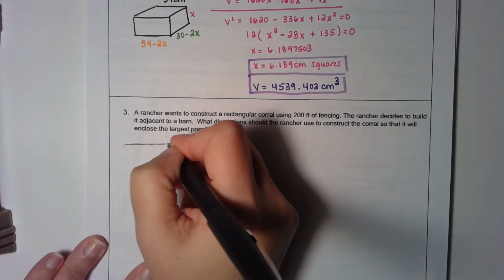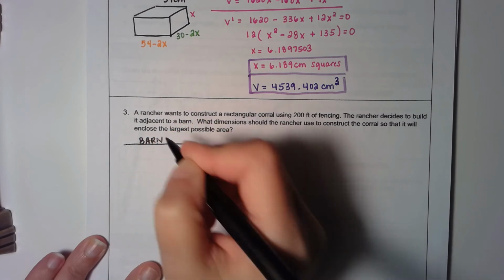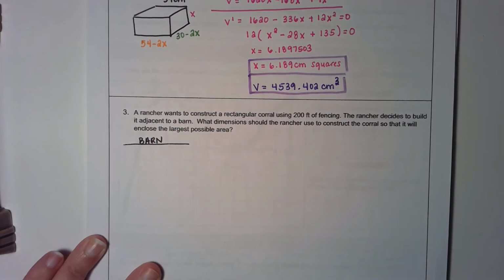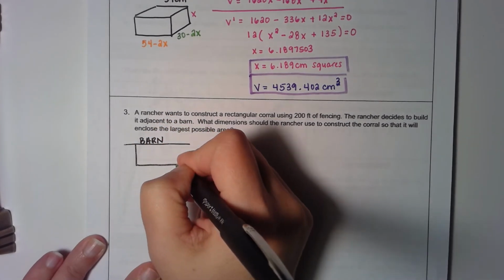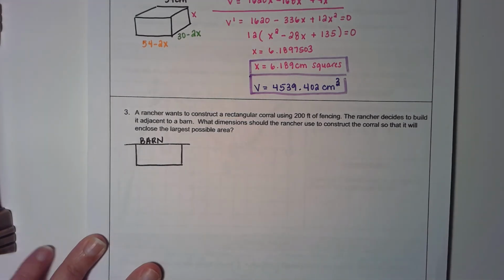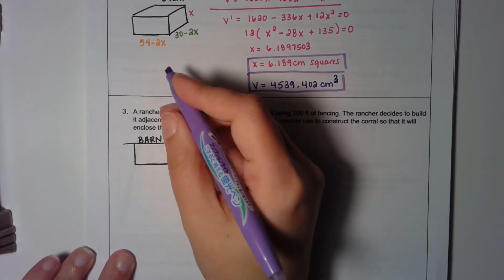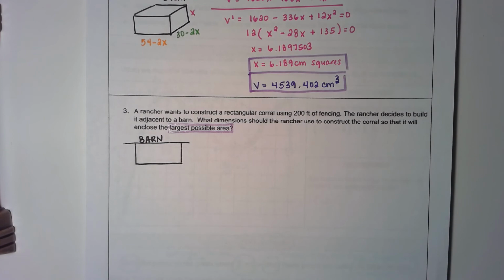So we've got this barn, and we're going to go ahead and build a corral right next to that. So it's going to be a rectangle in shape. We just don't know how big to make that rectangle. Now we're going to need to know the dimensions that give us the largest possible area.